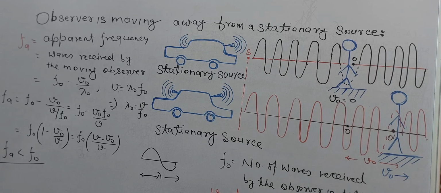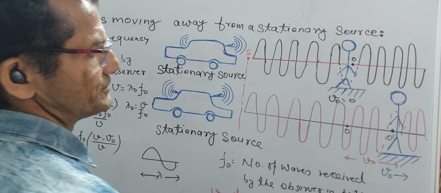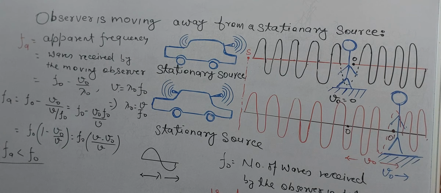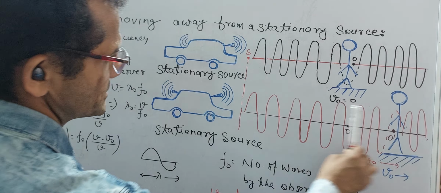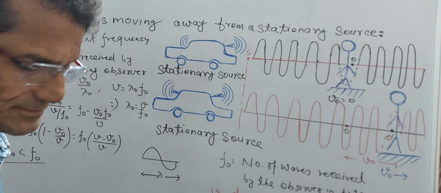So in this way, when the observer is moving from here to here in t equal to 1 second, the number of waves received, the number of waves crossed through the observer, will be this value. Now let us practice one problem on this concept.